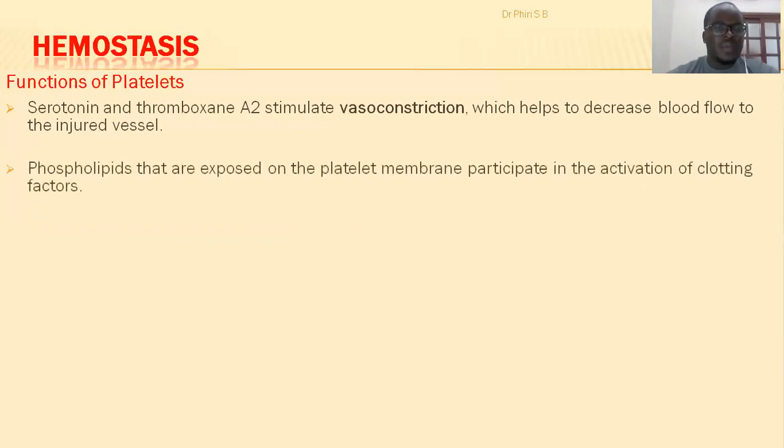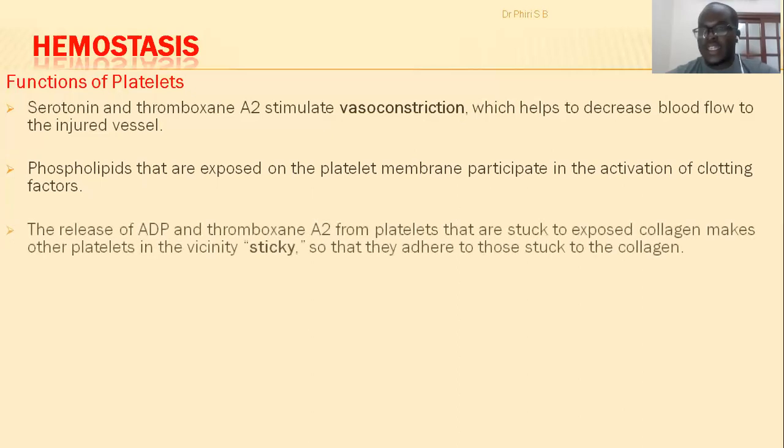Then you have the phospholipids that are exposed on the platelet membrane that participate in the activation of clotting factors. Like I said, the phospholipids will activate the clotting factors that will bring about the secondary hemostasis. So the function of platelets here is the primary hemostasis, which forms the platelet plug. Then after that, you have activation of the clotting factors that will bring about the secondary hemostasis.